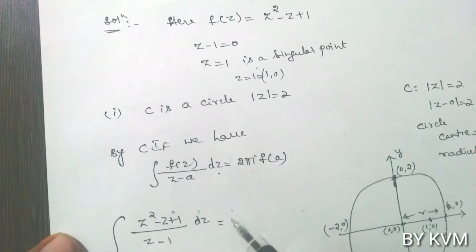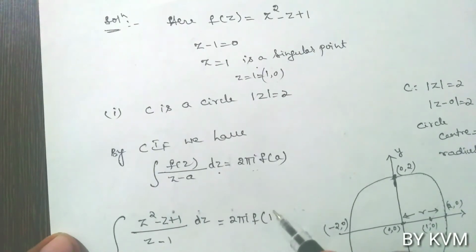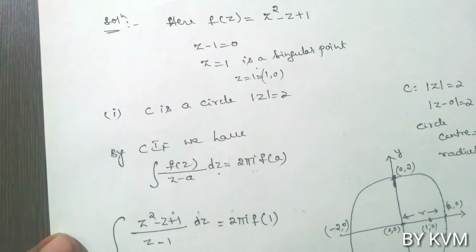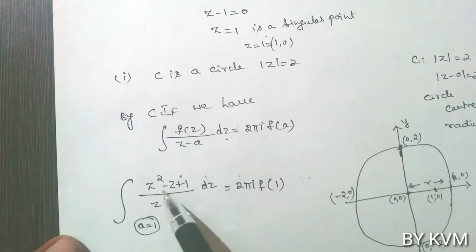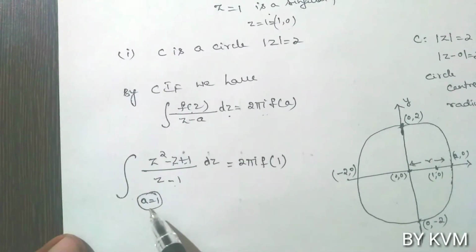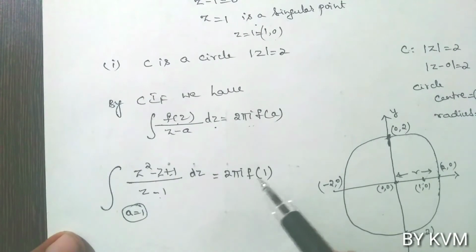So this is equal to 2 pi i into f of a. What is a here? So here a is 1. So f of z is z square minus z plus 1 by z minus a, which is z minus 1. So a is 1. So this is equal to 2 pi i into f of a, here 2 pi i into f of 1.